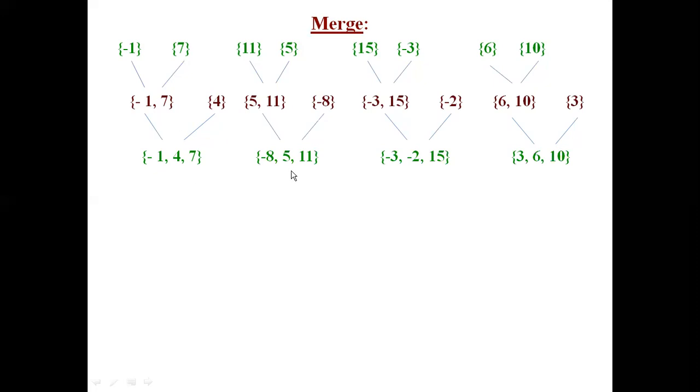Similarly here, the least element is minus 8, then comes 5, then comes 11. And the next merge will be for minus 3, minus 2, 15. Least of minus 3, minus 2 is minus 3. So the least element should be written first. Similarly for 6, 10 and 3, we are going to arrange. We have 3, 6 and 10.